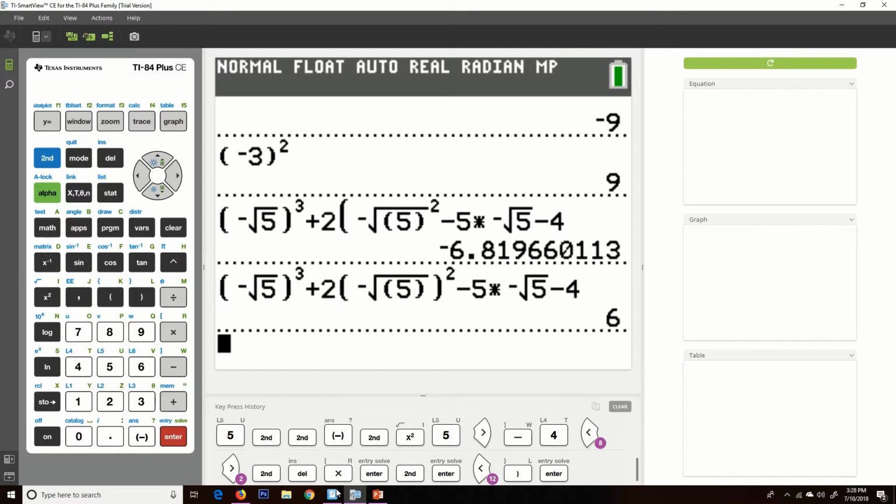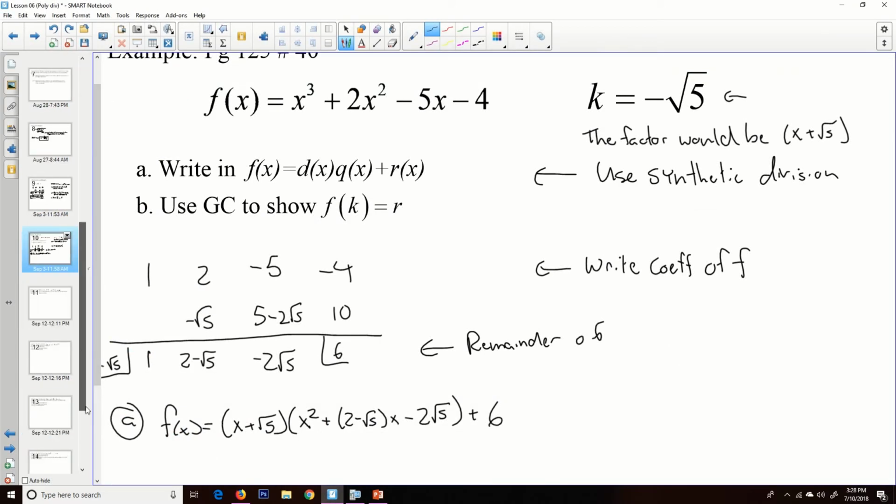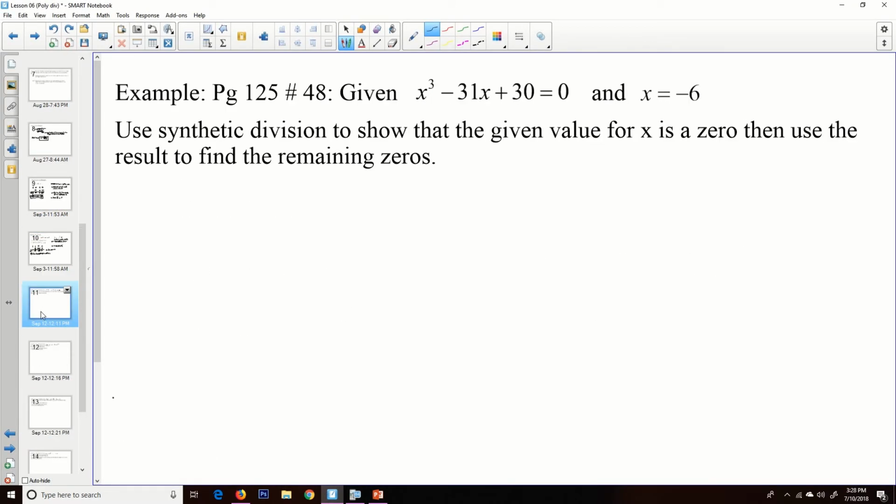So we have that. Let's see here, a couple more examples. Given this function, f of x equals x to the third minus 31x plus 30 equal to 0, and x equals negative 6, use synthetic division to show that the given value for x is a 0, and then use the result to find the remaining zeros. Okay, so first thing I want to write the coefficients, and remember, use 0 for missing coefficients, or for missing terms.